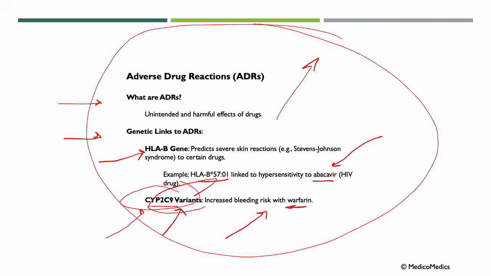So understanding genetic links to these adverse drug reactions allows for a very personalized type of medicine, where drug choice and dosing can be tailored to an individual's genetic profile, which would, of course, improve safety and efficacy.